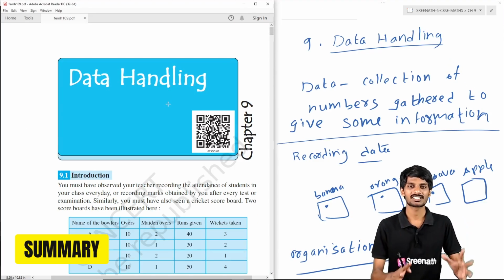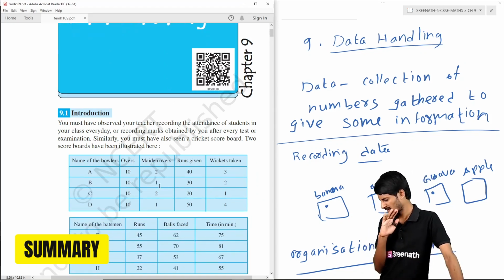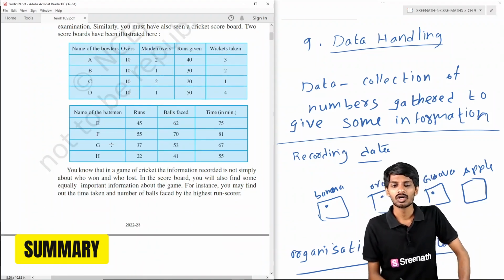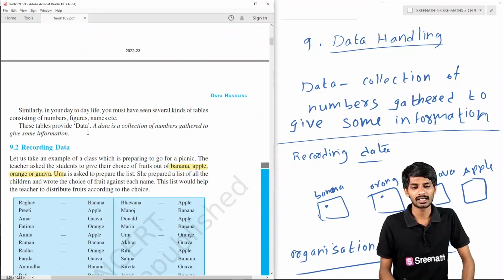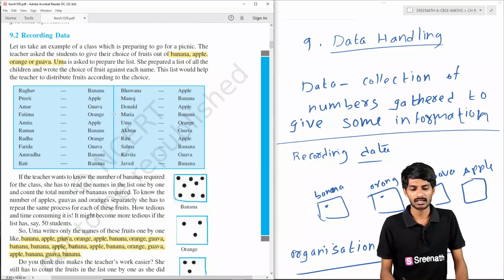So we will start the summary session. Data handling is the chapter. Introduction: by seeing that, there is a lot of information. Data means nothing but a collection of numbers gathered to give some information.